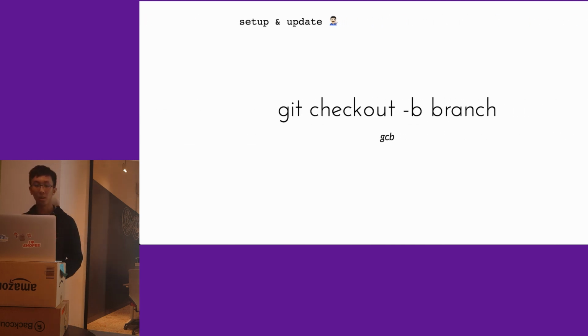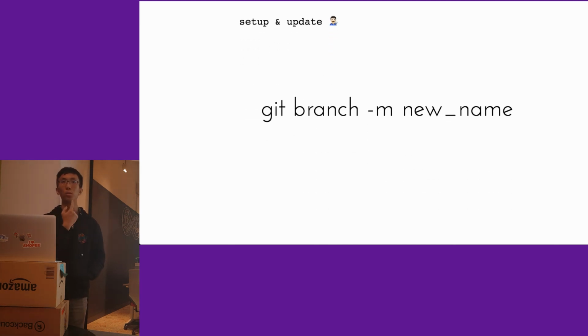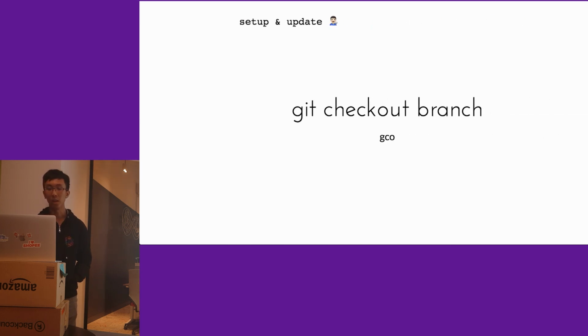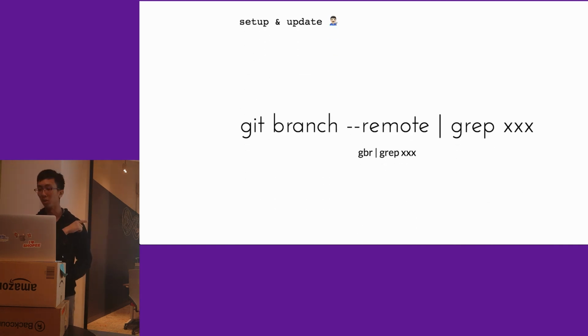Then if I'm going to create a new branch, git checkout -b branch. And sometimes I don't like the name, so I do git branch -m with the new name. If I already have a branch, I'll do git checkout to switch to that branch. But sometimes I can't remember the branch name, so I will use git branch piped with grep to search for the branch name, or maybe git branch --remote piped with grep to search for remote branches.